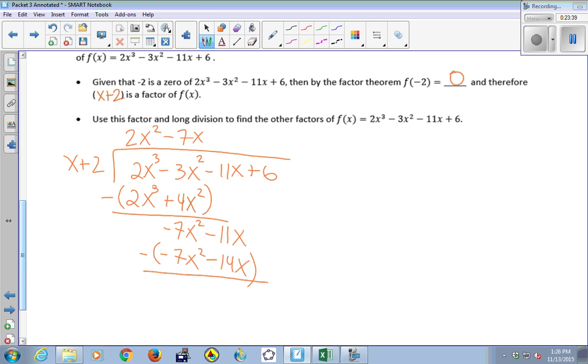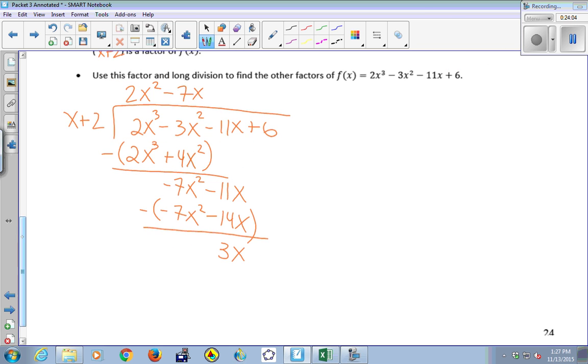And then again, be careful with your subtraction sign and your negative sign. This says negative 11x minus negative 14x, so it's actually negative 11x plus 14x, which is 3x. Then bring down the plus 6. Everybody see why that comes out as 3x? All right, then we start again. What do you multiply x by to make 3x? 3. So I have plus 3 over here. Multiply 3 times your x plus 2. So 3 times x is 3x, 3 times 2 is 6. Subtract, and you get 0.